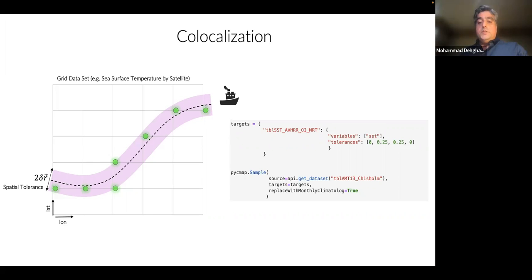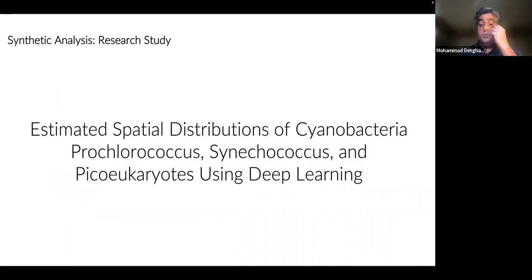Okay, we have used this feature quite a bit in our own research studies. And next, I want to show one of those studies where we used CMAP, specifically this co-localization feature, quite a bit. Here, I don't want to focus too much on the actual analysis techniques, or even on the scientific motivations or significance of this study. I would like to highlight the role of CMAP, how CMAP can help us to do this type of large scale multidisciplinary study.